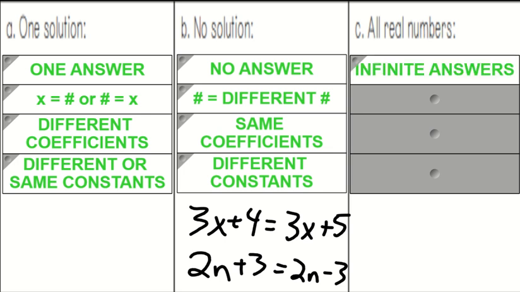For all real numbers, a lot of times we see that as infinite solutions, infinite answers. Any number you can think of. What that looks like is if you move the variables to one side, you end up getting a number that equals the same number.